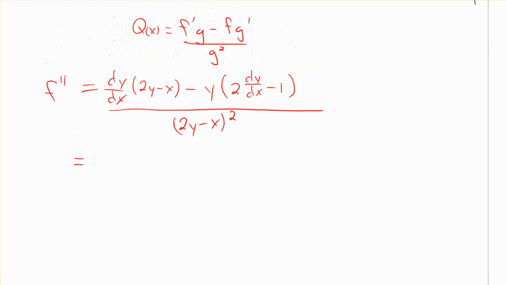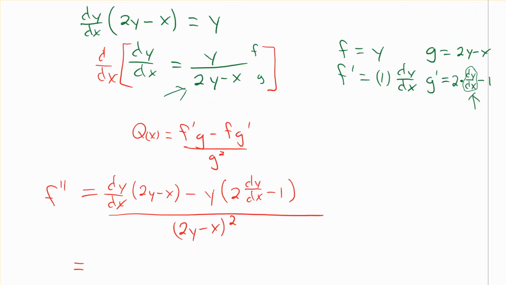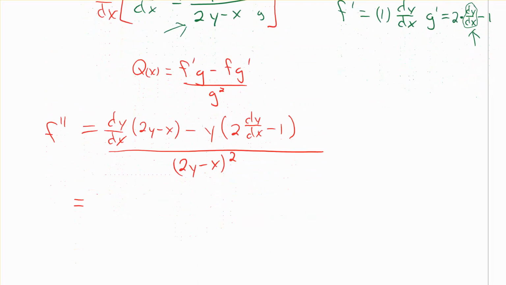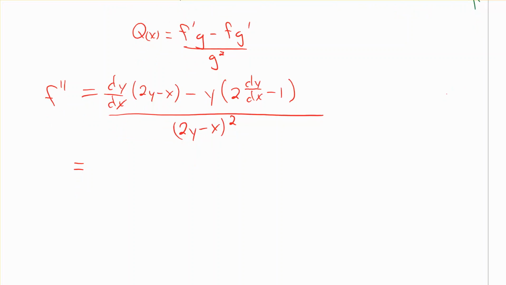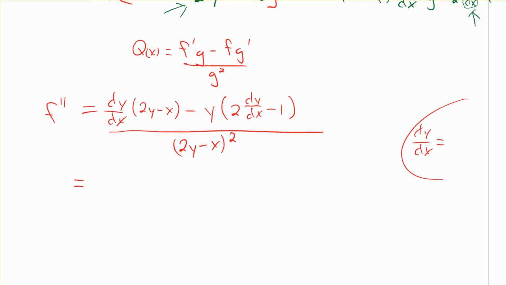Now, like I said, we're going to replace these dy/dx's with what we know they are. dy/dx is equal to y over 2y minus x. So I'm just going to put that over here so we remember. So everywhere there's a dy/dx, we're going to replace it with this. So let's start doing that.